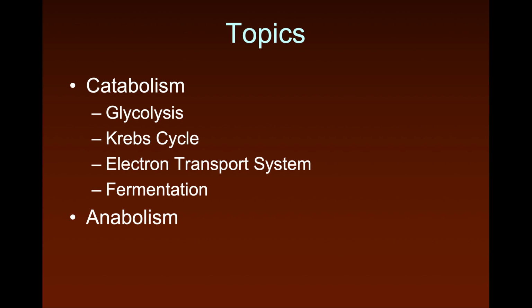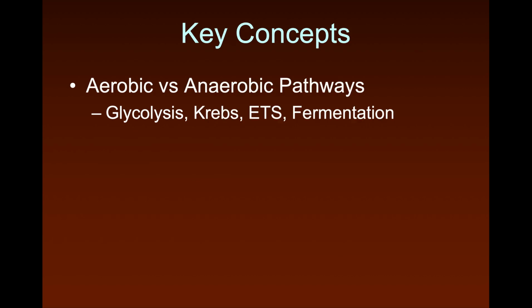This set of lecture slides is on the central metabolic pathways in catabolism, looking at glycolysis, Krebs cycle, and then aerobic and anaerobic respiration with the electron transport system. And then we'll talk about fermentation and anabolic processes. There are a couple more key concepts for this one. We already talked about key concepts in enzyme regulation, and here it is aerobic and anaerobic pathways, and I'll draw this out on the board for you as we go along.